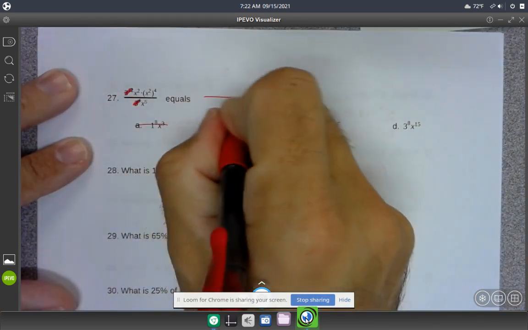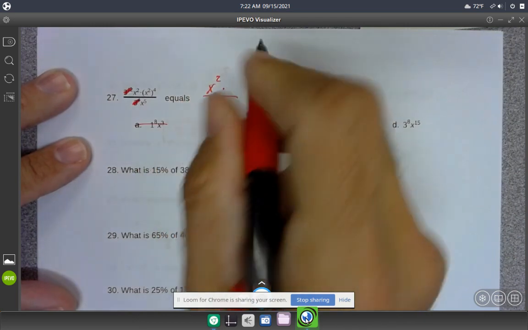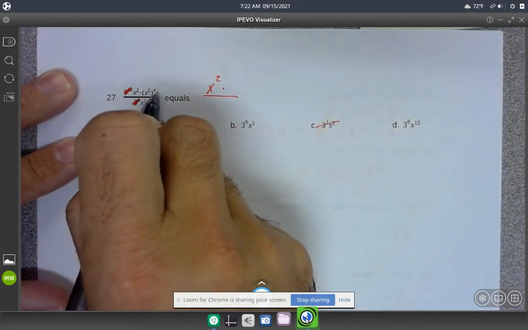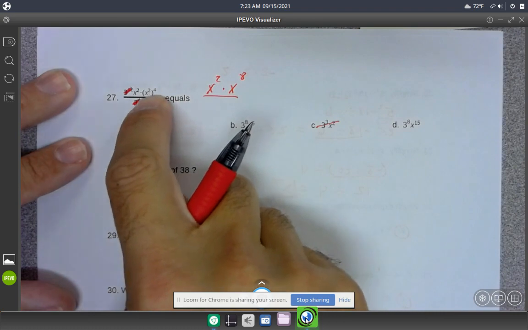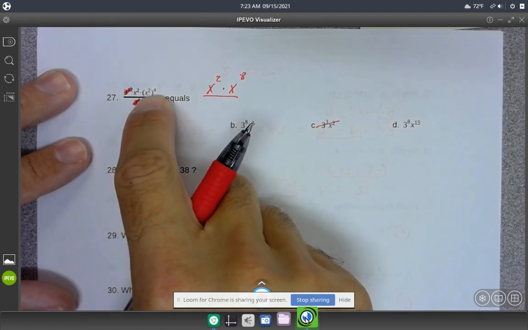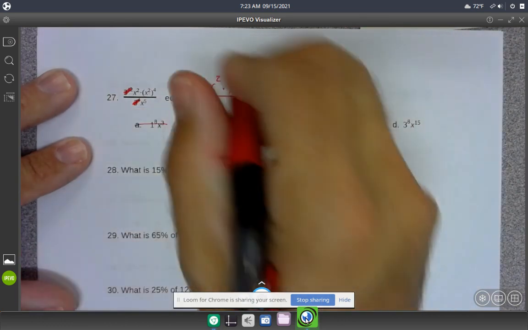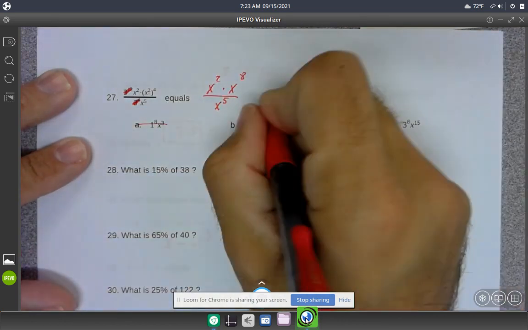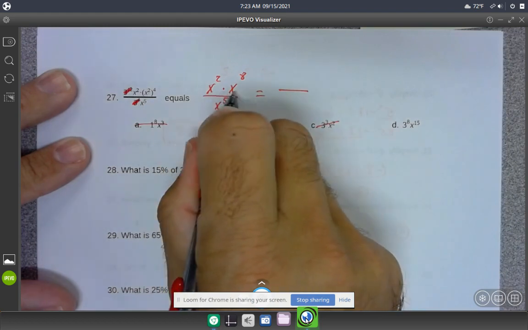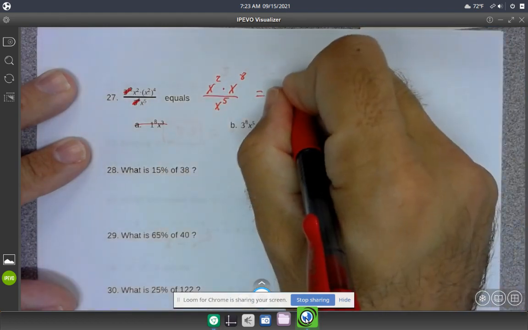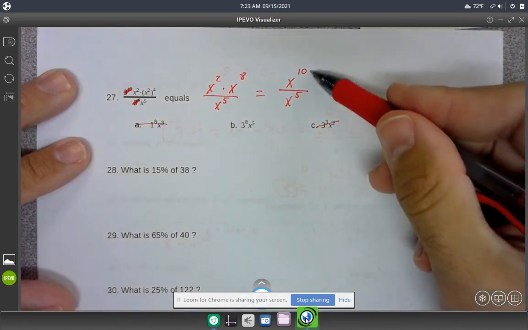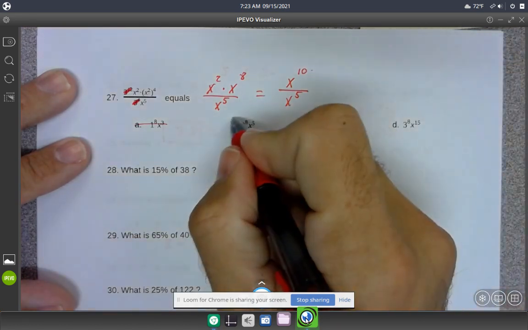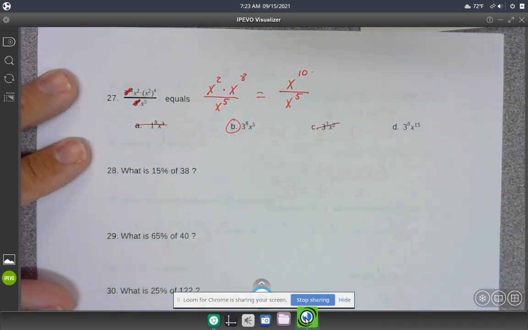Up top, I'm going to have x squared multiplied. Here I've got a power to a power, so I can multiply the exponents. It's x to the 8th. Remember, this just means x squared, x squared, x squared, x squared, 4 times. And then downstairs it's x to the 5th. In the numerator, now I get to add the exponents since it's multiplication. X squared times x to the 8th is x to the 10th. And then finally it's division, so I'll subtract those exponents. 10 minus 5 is x to the 5th.